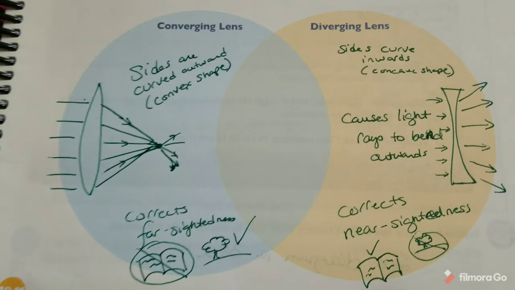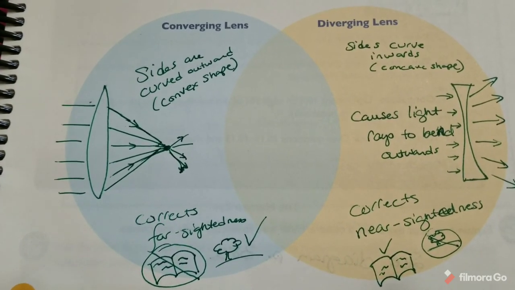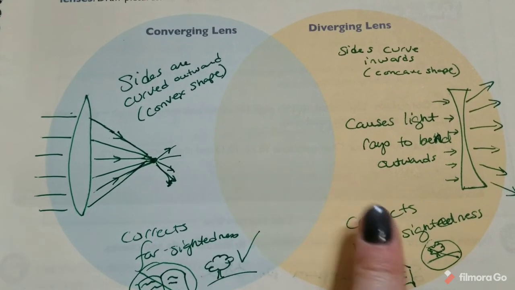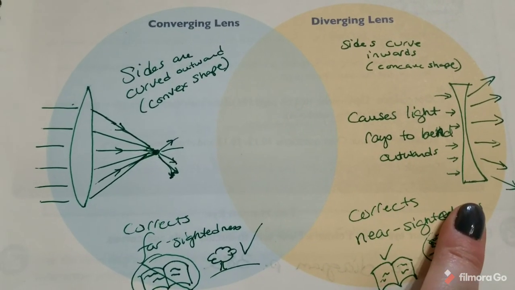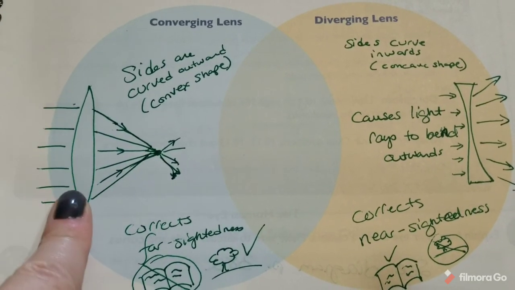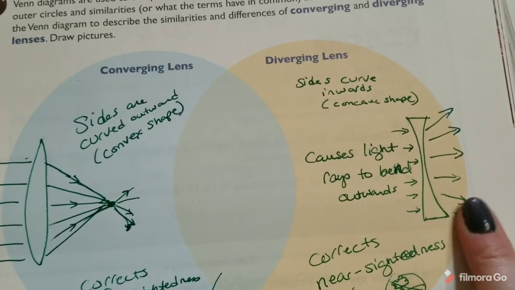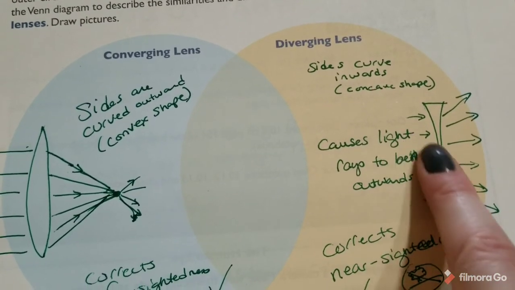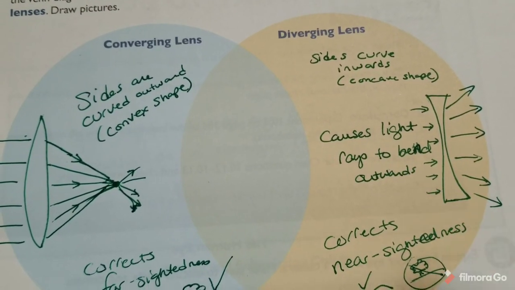All right, so we're going to try this again on the converging and diverging lens. And the sides are curved outward in a convex shape here. Concave is the opposite of convex, and this is what that looks like. I think of how it goes in like a cave.